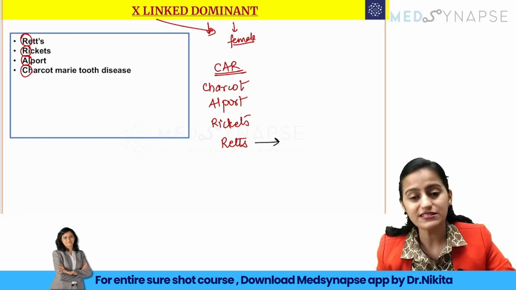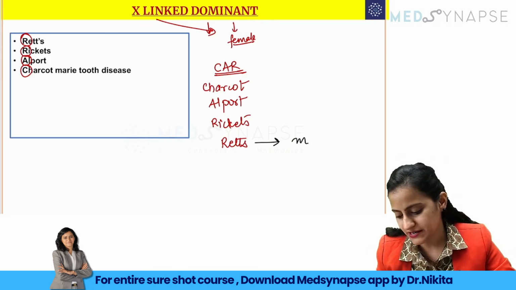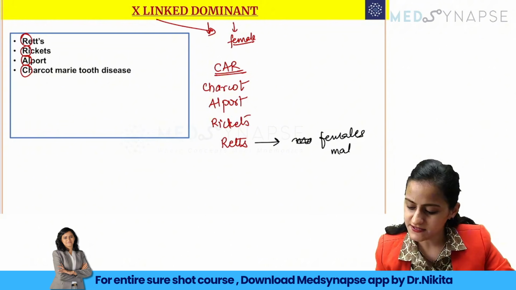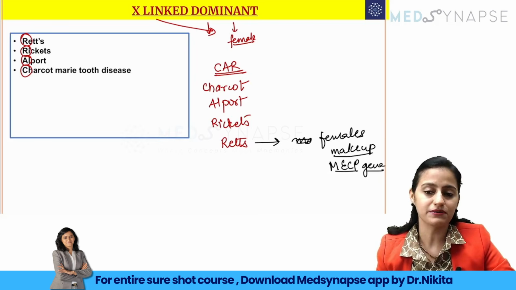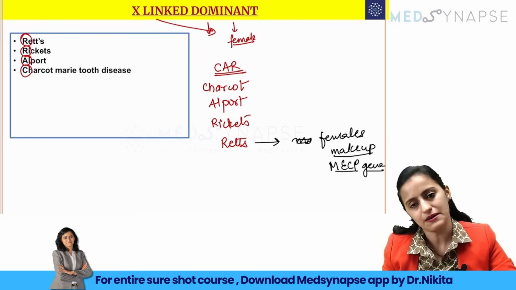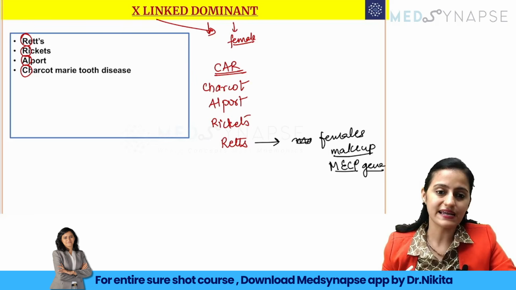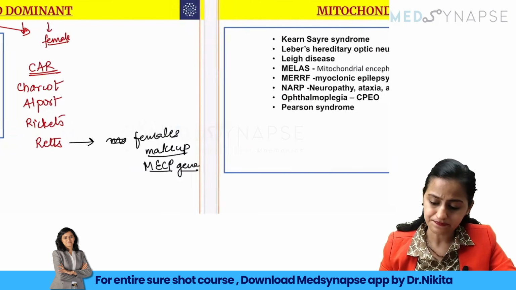Now Rett, what is the gene affected in Rett? Remember that in Rett syndrome, it is the females which are affected, and females do a lot of makeup. So makeup gene, that is the MECP gene, is what is affected here. Makeup is MECP. So remember, these are X-linked dominant disorders.